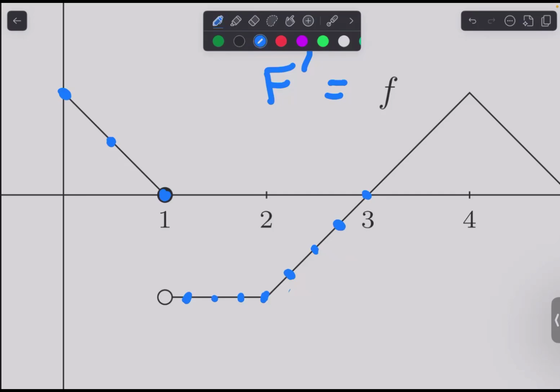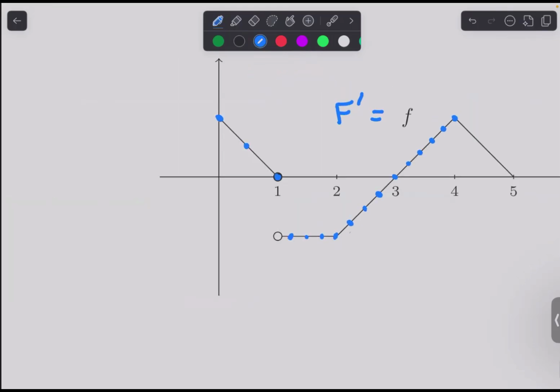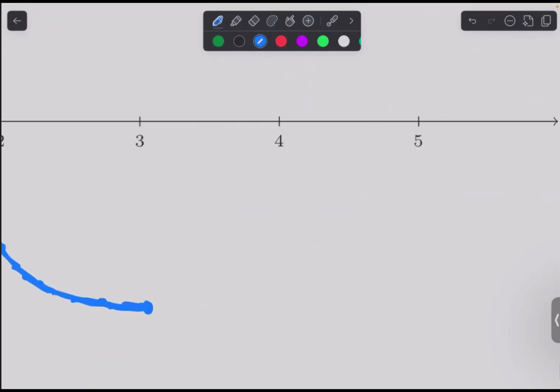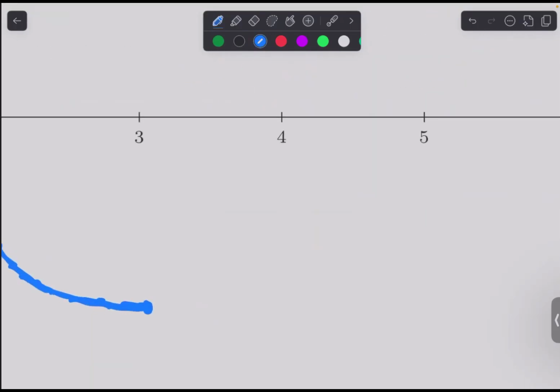Now, after 3, it looks like our slope continues to rise, and now it's positive all the way up to 4. And then we need to kind of stop and reconsider. But okay, so we're going to have a positive slope from 3 to 4, and it seems to be getting more and more positive, right? So this continues to go up. So maybe something like this.